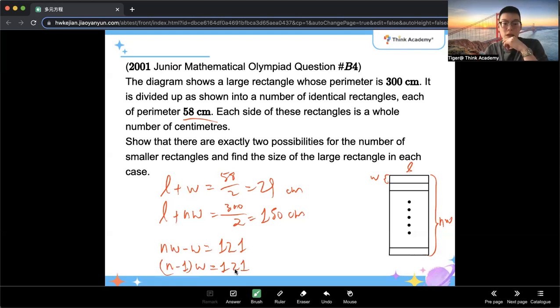So now we know that n is going to be greater than 1, right? Which means that 121 can be broken down into 11 times 11, or 1 times 121.